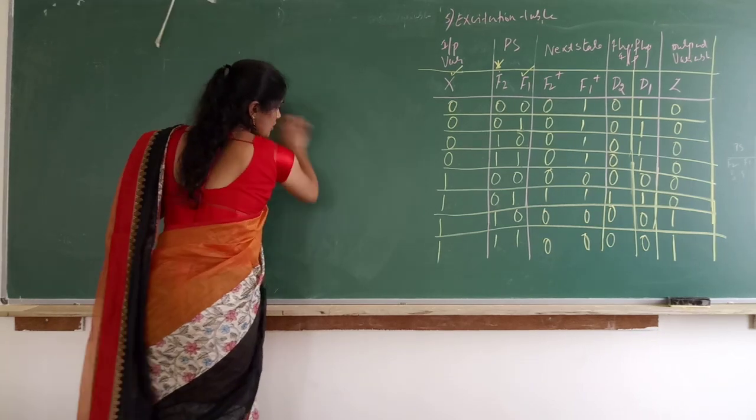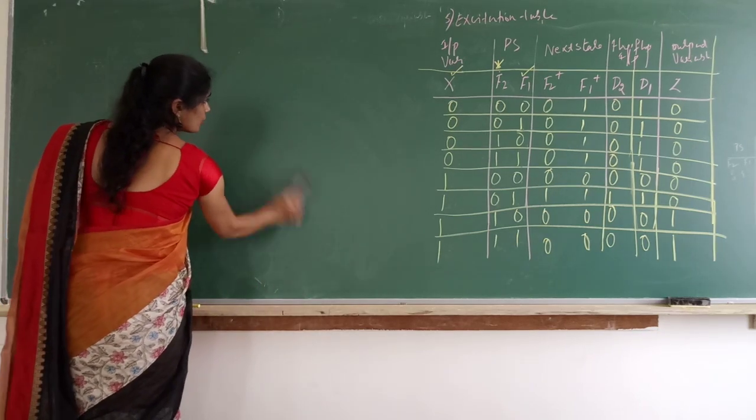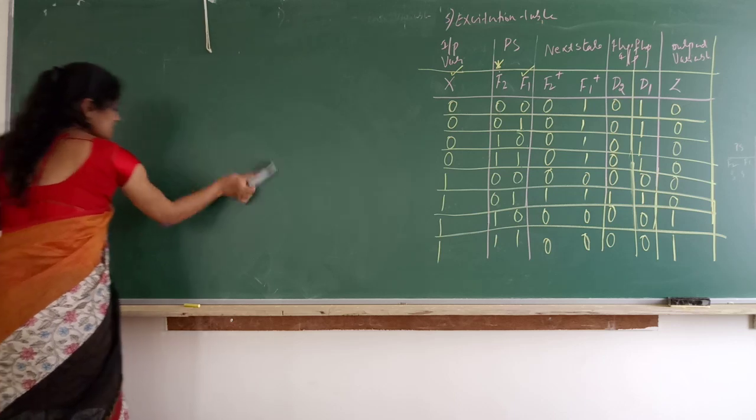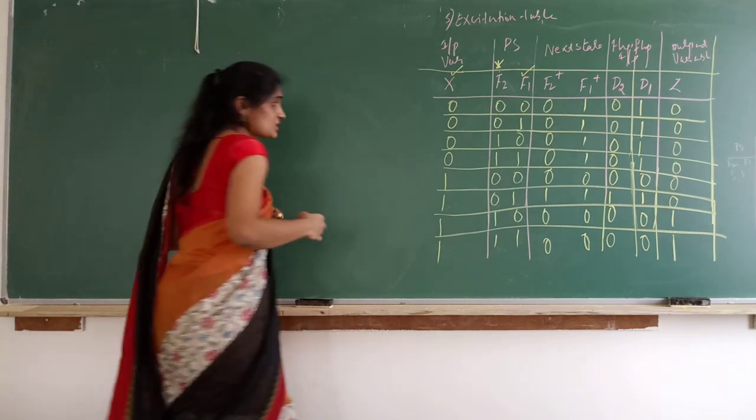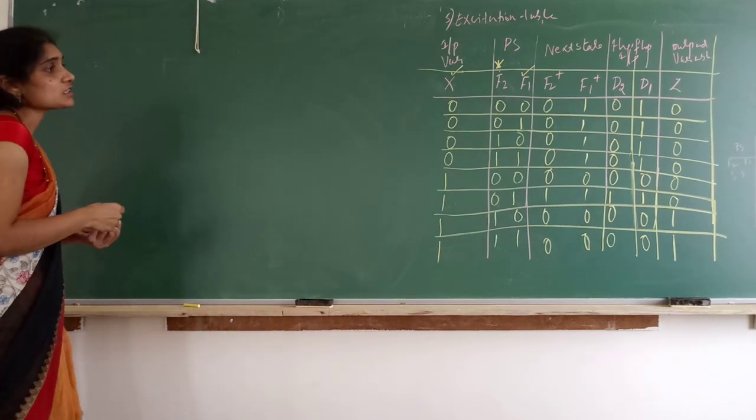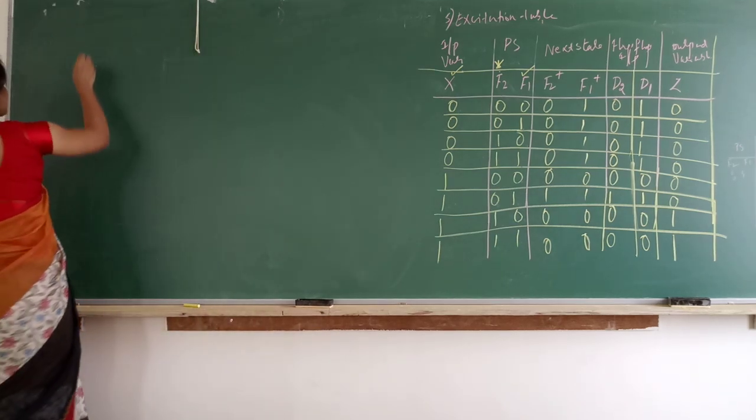And is this a Mealy machine or Moore machine? What is the equation for output? You have got F2 into X. So output is a function of the state variable as well as the input variable. So it's a Mealy machine. Correct? Okay. So now the next is the transition table.